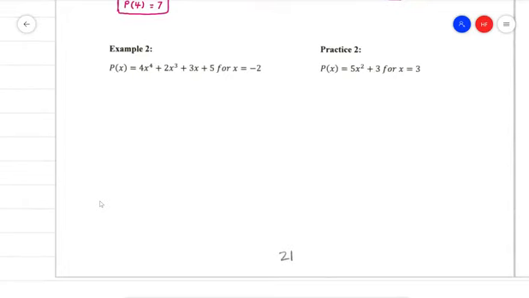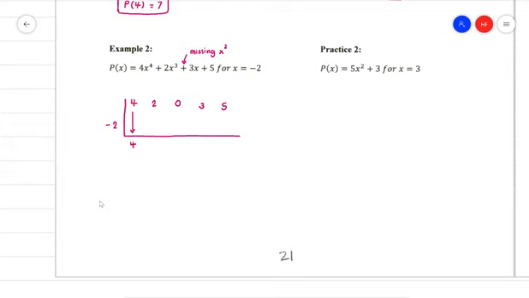Then on example 2, we're going to set it up. Looking for any missing terms, we have a power of 4 first, then a power of 3. We're missing x squared here. Then we have a power of 1, and then a constant. So the only missing one is x squared, and we're evaluating it at negative 2. Put our coefficients, 4, 2, 0 for the x squared term, 3, and 5.